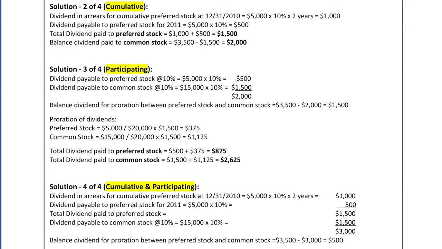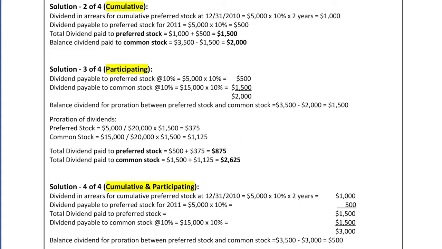So now in this case, we're going to have dividend in arrears for the cumulative preferred stock for 2 years, 2009 and 2010. So for 2009 it was $500, for 2010 another $500, $1,000 in total. For 2011 they're again going to be getting another $500. So total dividend paid out to them is $1,500. Then you have total dividend paid out to common stockholders at 10%. So $15,000 times 10%, that's again $1,500.